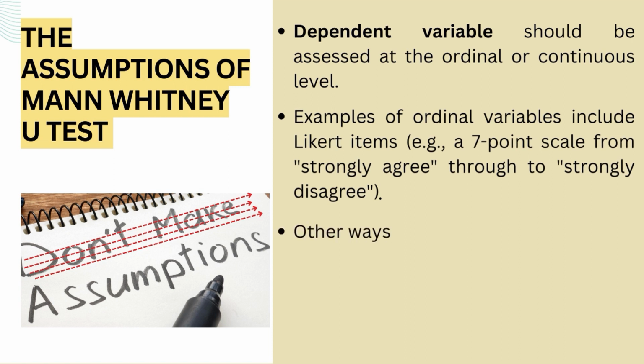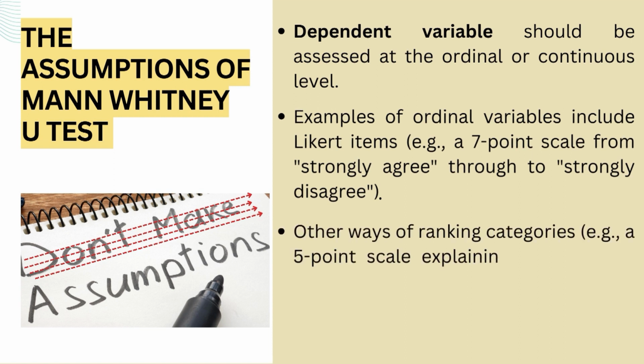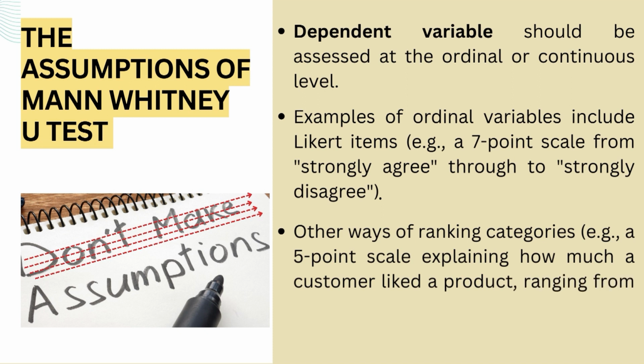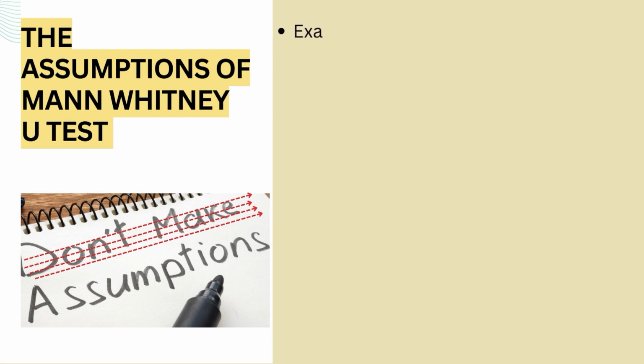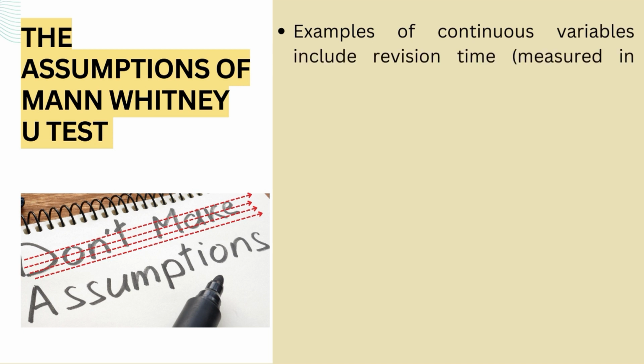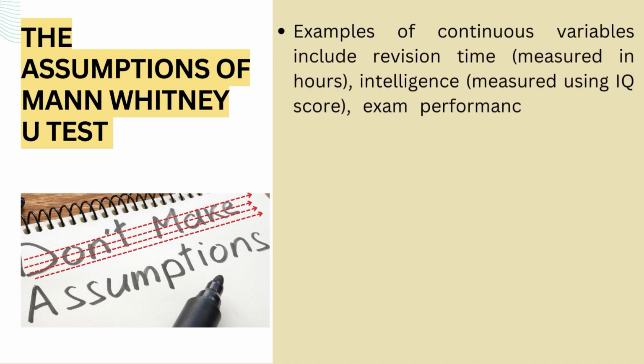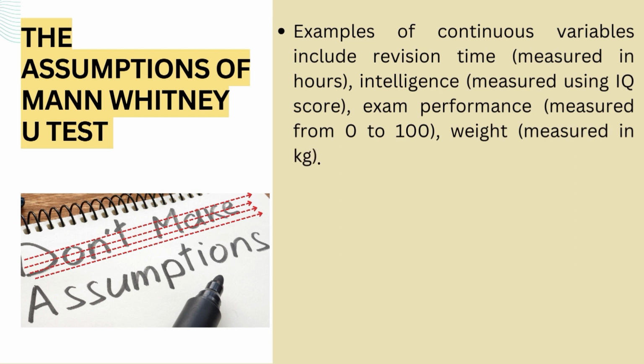Other ways of ranking categories, for example, a 5-point scale explaining how much a customer liked a product, ranging from not very much to yes, a lot. Examples of continuous variables include revision time measured in hours, intelligence measured using IQ score, exam performance measured from 0 to 100, weight measured in kilograms, and so forth.